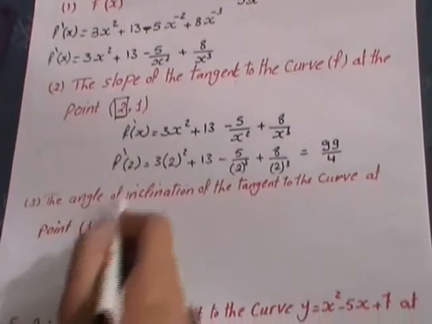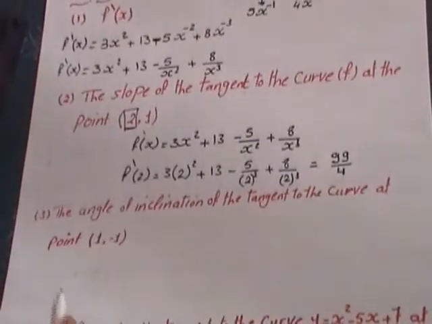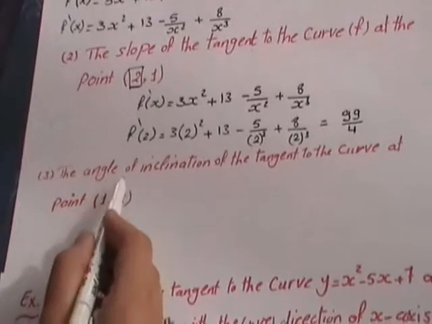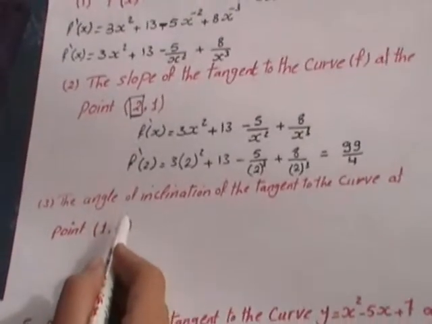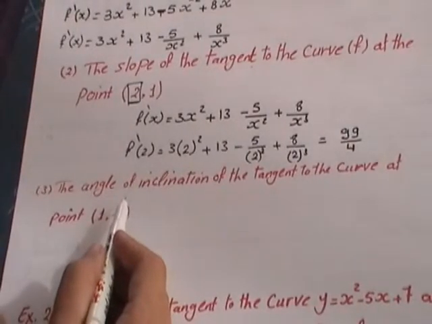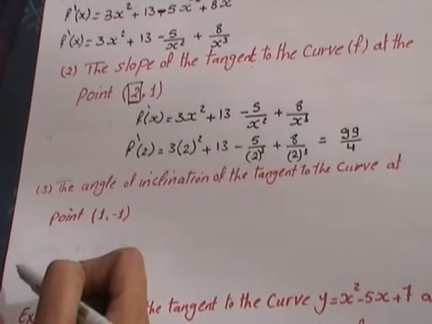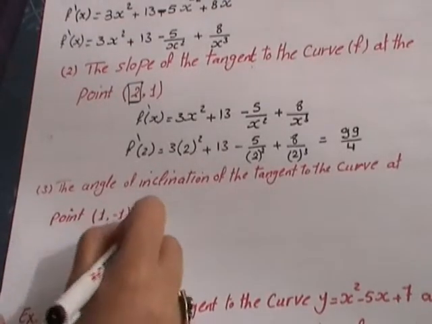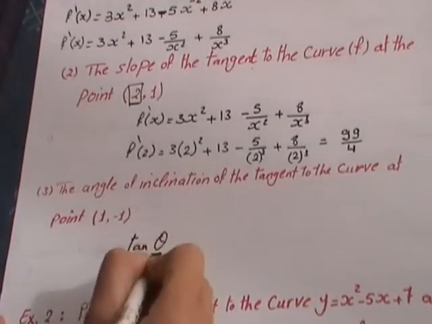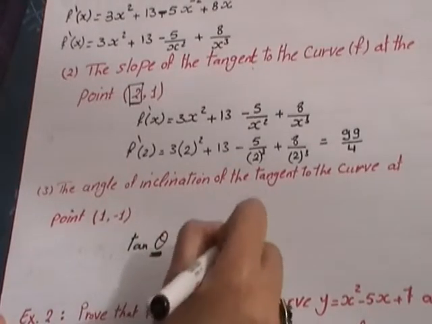Find the angle of inclination of the tangent to the curve at the point 1 and negative 1. What's the meaning of the angle of inclination? It means the angle which this tangent makes with the positive direction of the x-axis, or the horizontal line. How do we get it? We know that tan theta, this is the angle theta he asked about, equals the slope of the tangent.